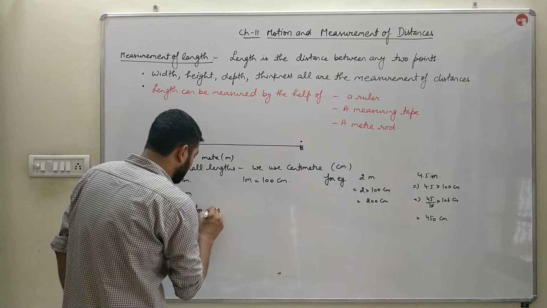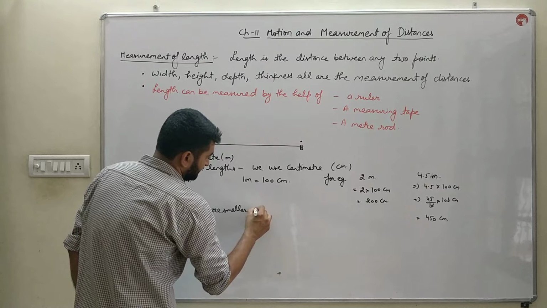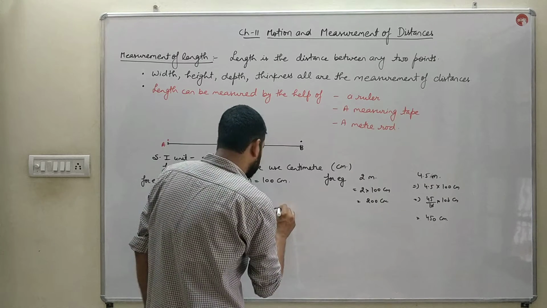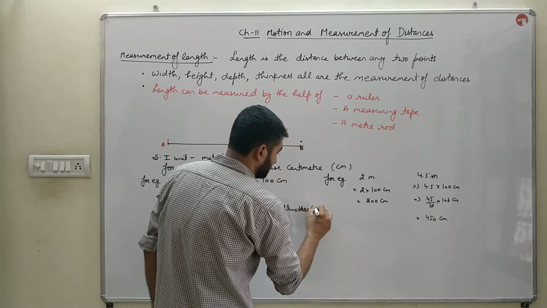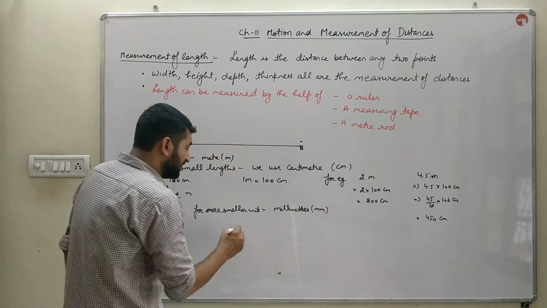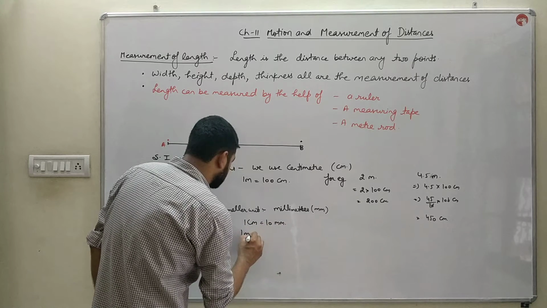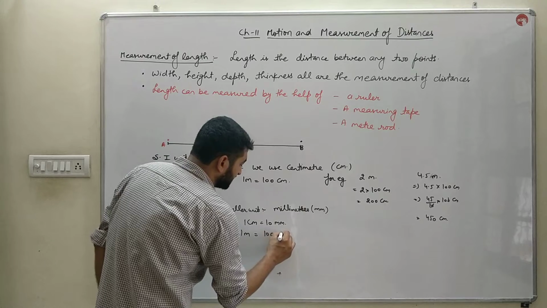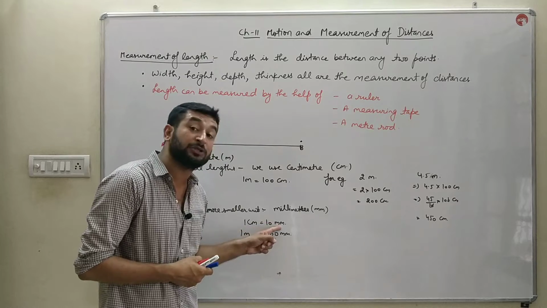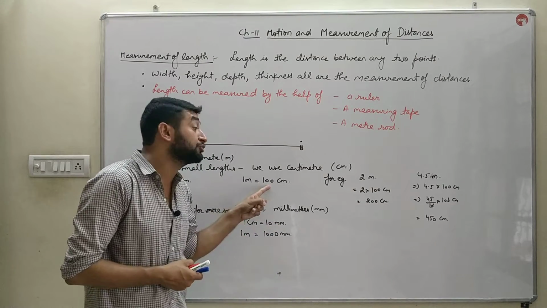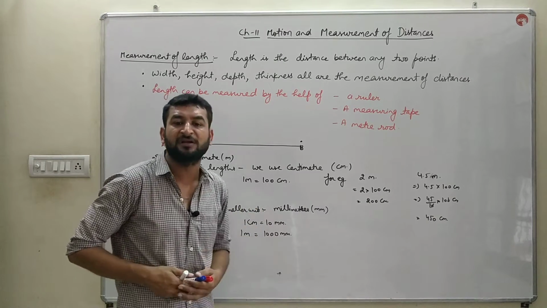For even smaller units, we have millimeters, mm. 1 centimeter is equal to 10 millimeters. That means 1 meter is equal to 1000 millimeters. देखो बच्चों, 1 सेंटीमीटर में 10 मिलीमीटर होते हैं और 1 मीटर में 100 तो सेंटीमीटर हो गए, तो मिलीमीटर कितने हो गए? 100 मल्टीप्लाई 10, that is 1000 millimeters.